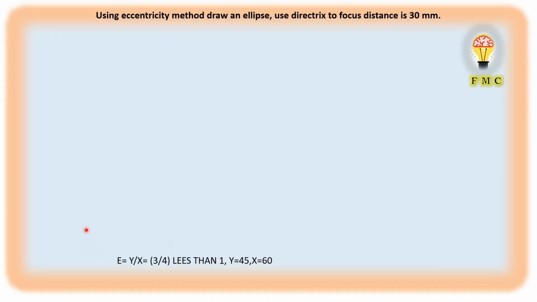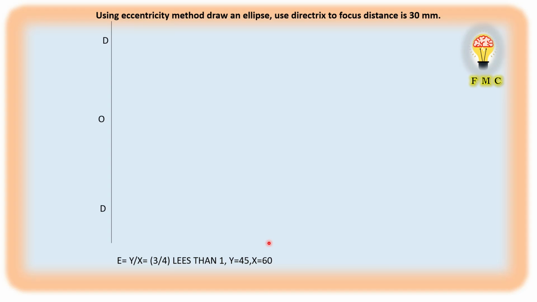Let me show you. Now this is the problem: using the eccentricity method, draw an ellipse, where the directrix to focus distance is 30 mm. Now we are using the eccentricity. Then E is y by x, that is 3 by 4, which is always less than 1. If it is equal to 1, that is a parabola. Higher than 1, it is a hyperbola. So this is less than 1. If I multiply by 15, 3 into 15 is 45 and 4 into 15 is 60, so we get x and y. I will tell you the usage of this x and y in this problem.